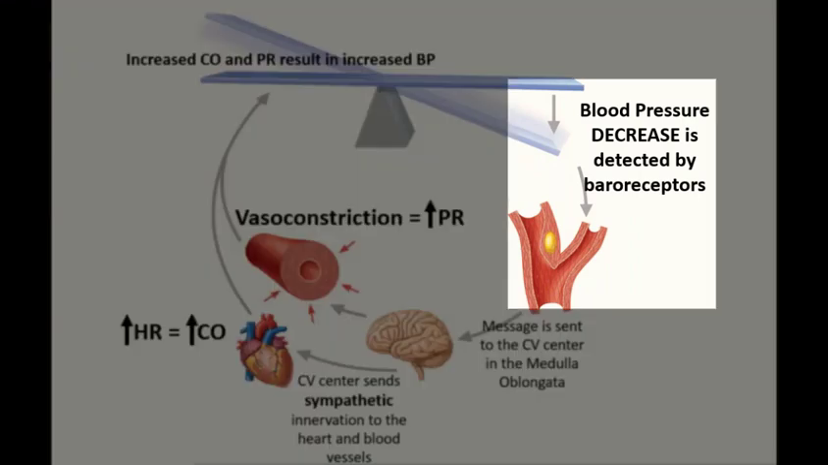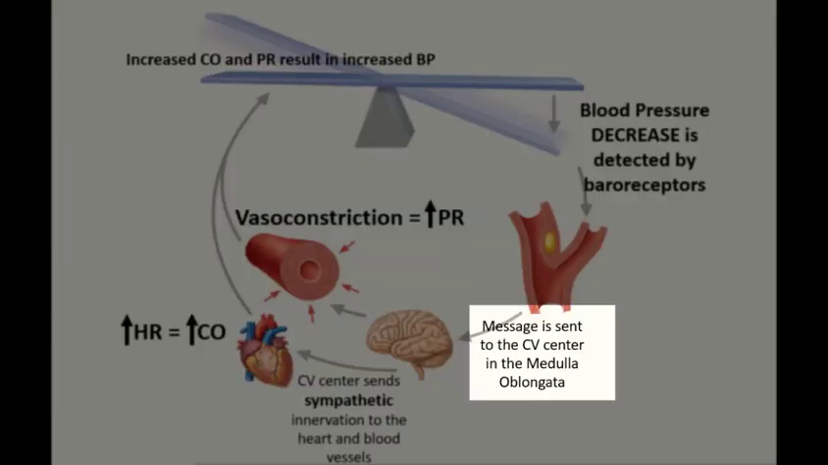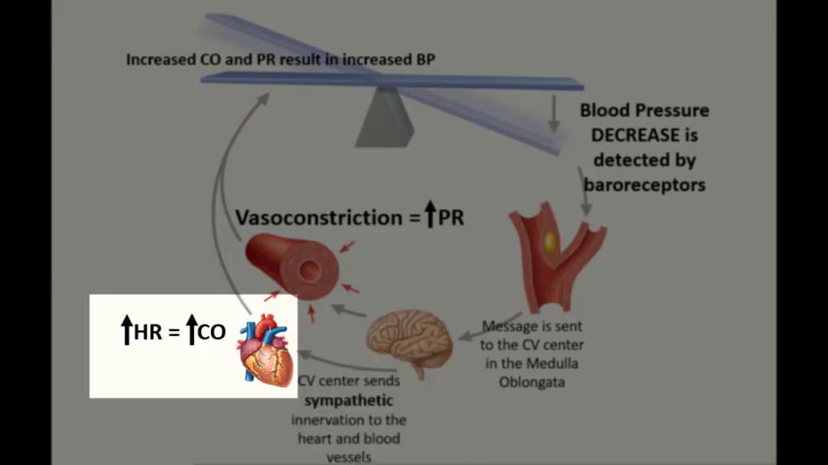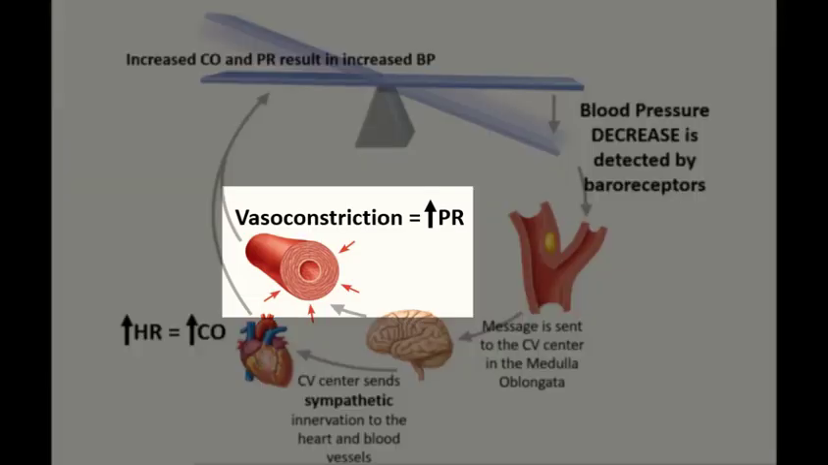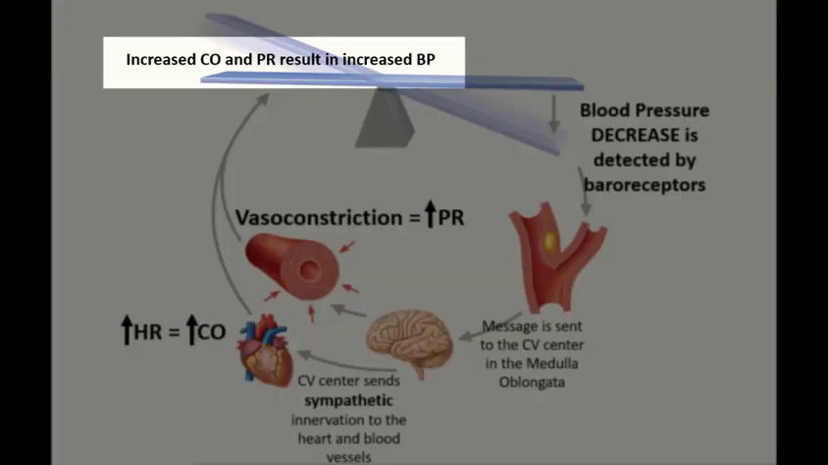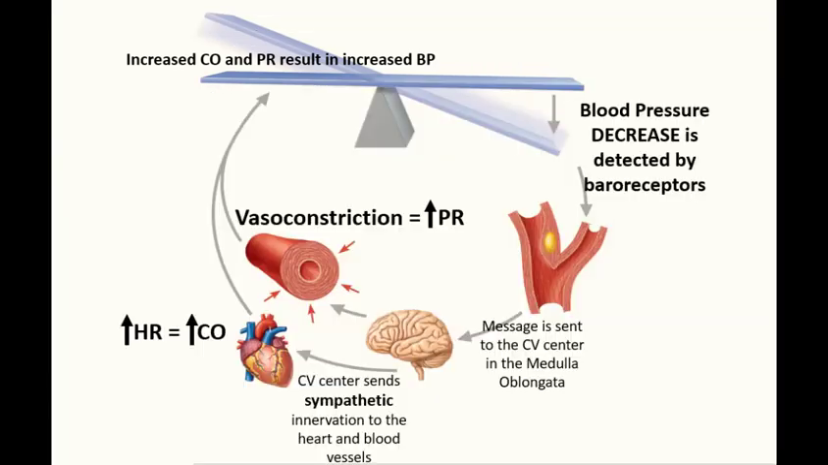If the baroreceptors in the large vessels detected a decrease in blood pressure, they would send that message to the cardiovascular center in the medulla, and the medulla would respond by sending sympathetic innervation to increase heart rate, which would increase cardiac output, and to the arteries, particularly the arterioles, to vasoconstrict, which would increase peripheral resistance. These measures, increased cardiac output and increased peripheral resistance, would increase blood pressure. It is a classical example of a negative feedback loop.